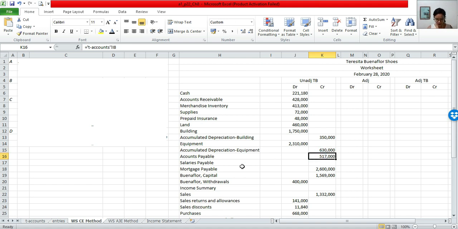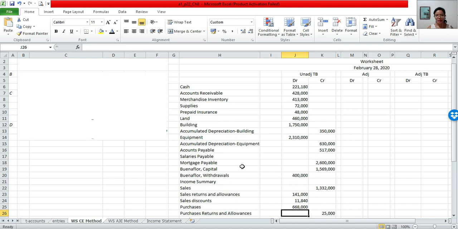We have an account here for salaries payable, but it does not have any balance, so that's a blank for us there. Mortgage payable is 2,600,000. Buenaflor capital is 1,569,000, and then we have the drawings account under the debit side, that's 400,000. Again, there's still no entry yet on income summary. Sales, we have 1,332,000. Sales returns and allowances, 141,000. Sales discounts, 11,840. Purchases, 668,000.